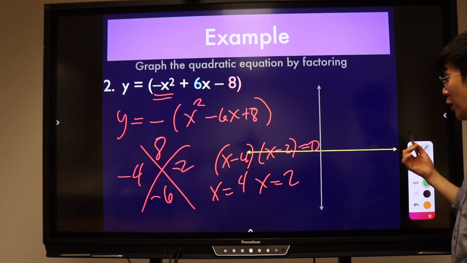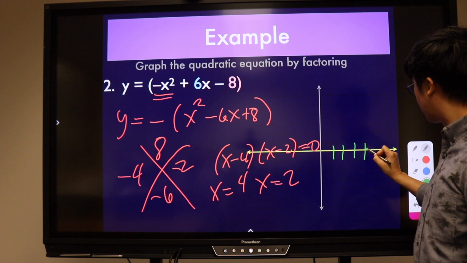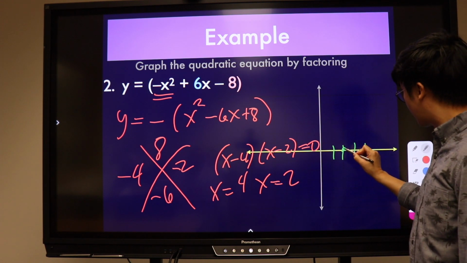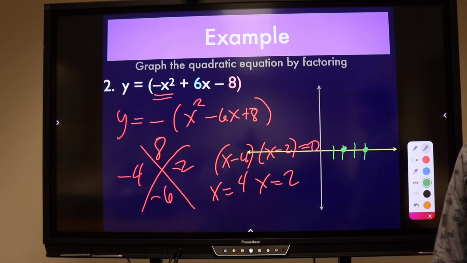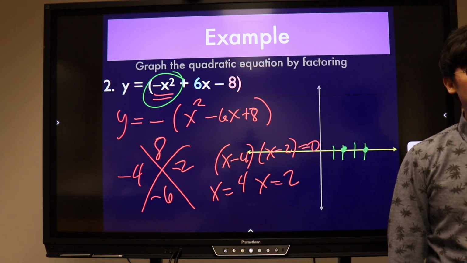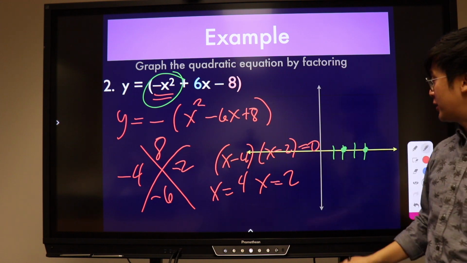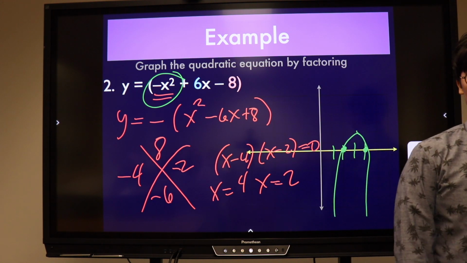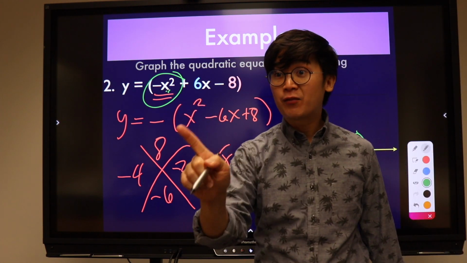So if we're going to graph it, positive 4, positive 2, right? How is this opening? Downward, because in the original function it's negative, so it will stay negative. We didn't change it, we just solved it. So this is going to look maybe something like this. Got it?